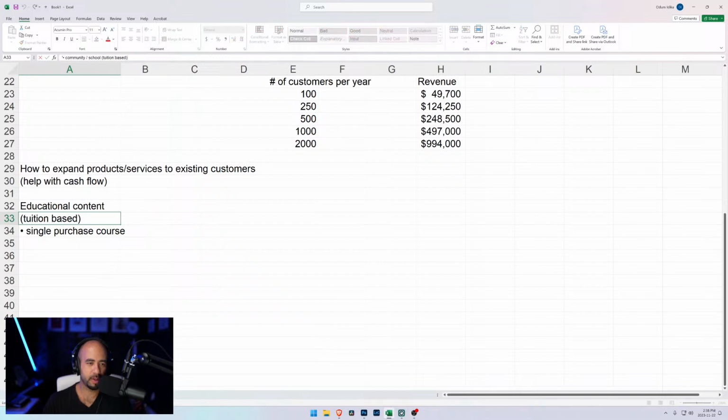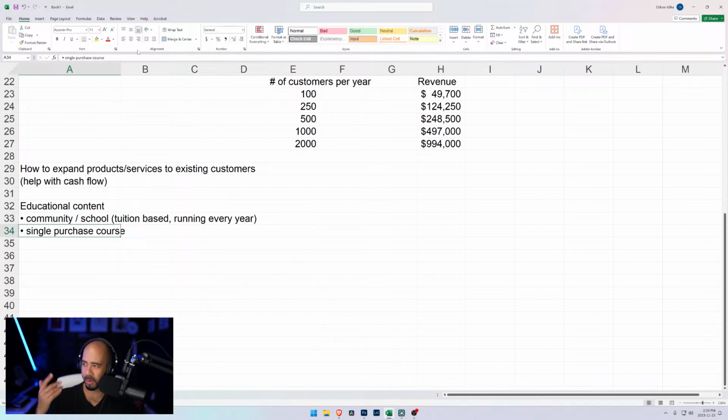We're tuition based, and then running like every year. Just thinking off the top of my head, you could have almost like a program, a 1-year program where you buy the program and then there are specific teachings and instructions that you do with an instructor, and they just walk you through the process.